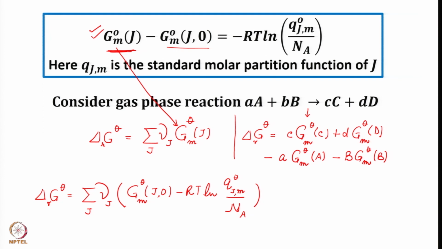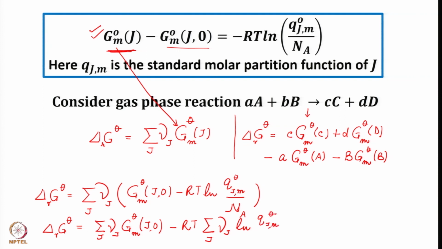We have simply substituted for GM naught. This means I can now write delta R G naught is equal to summation J nu J GM naught J at absolute 0 minus RT, a common constant that comes out, so this one, J nu J log QJM naught by NA. Try to understand it.